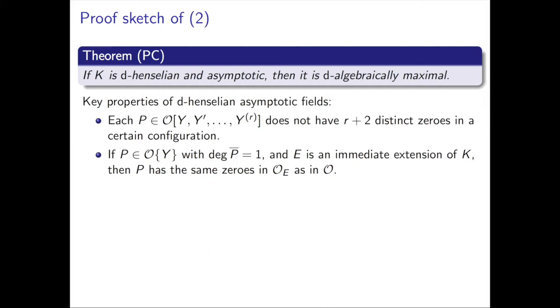you can from that argue quickly that every differential polynomial that has this degree of p bar is 1, and you have an immediate extension, then p must have the same bounded zeros as it had originally. And this is necessary, because if you consider some immediate extension where it has new zeros, then that would generate a differential-algebraic immediate extension, a proper one.